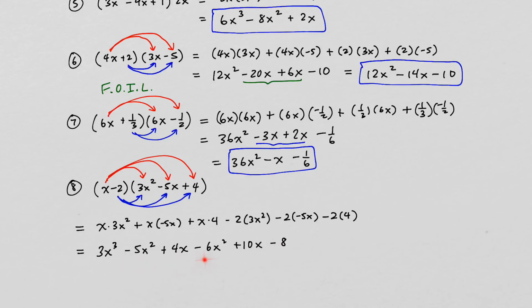So here's our answer, but we need to combine like terms. And we have like terms here, and we have like terms here. And our final answer should be written in descending order. So combining like terms, we should get 3x cubed minus 11x squared plus 14x minus 8.